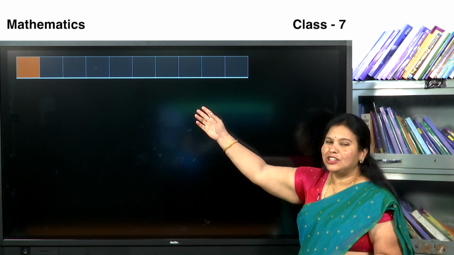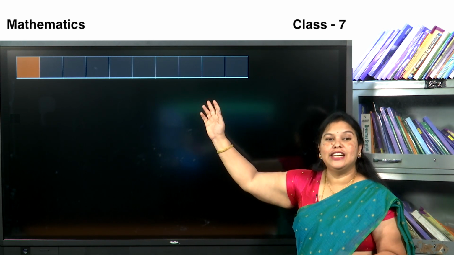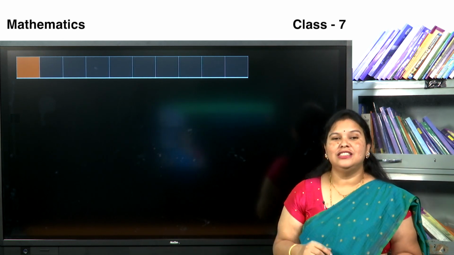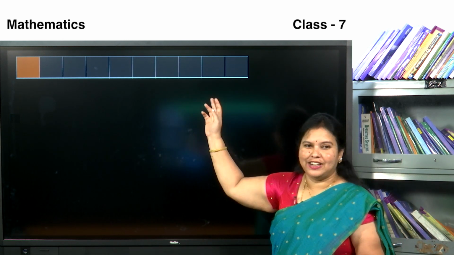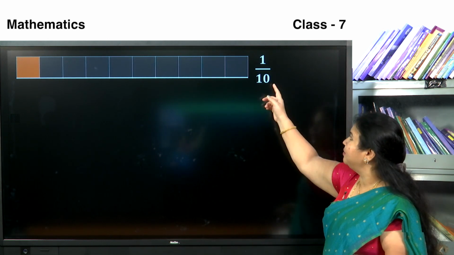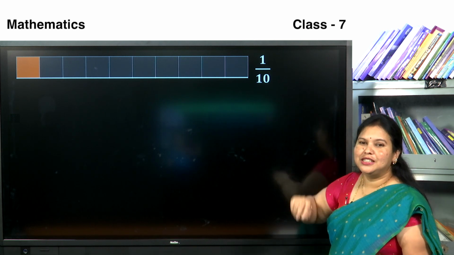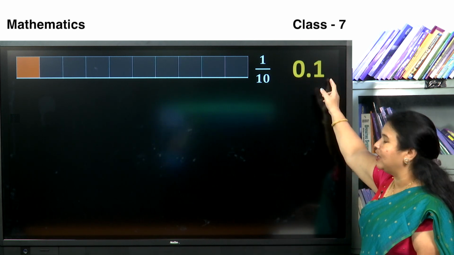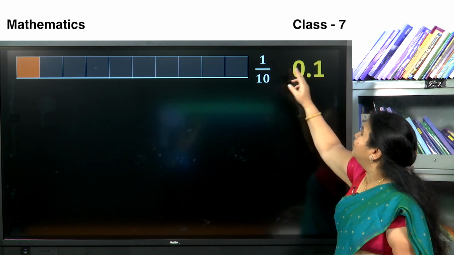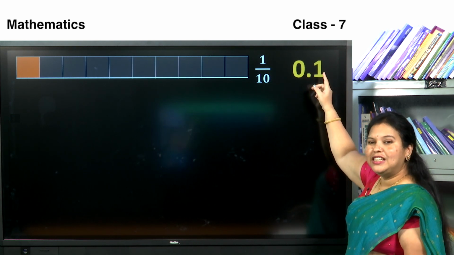Here a rectangular box is divided into 10 equal parts and one part is shaded. So you have learnt already how to write it in fraction, right? Yes, we can write it as 1 by 10. It is nothing but 0.1. Here we have 1 in the numerator, so we have to write after the decimal point in 10th place.